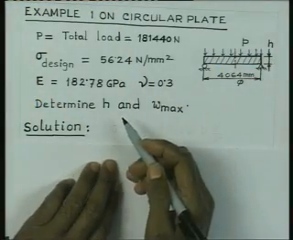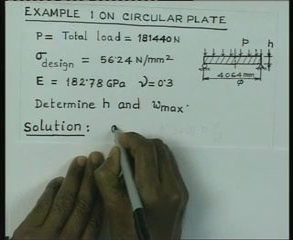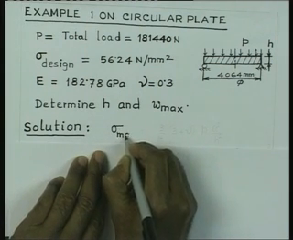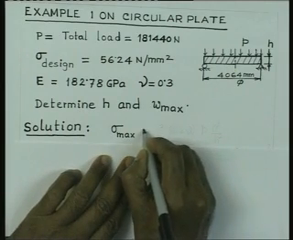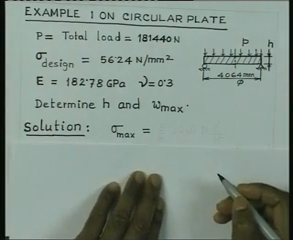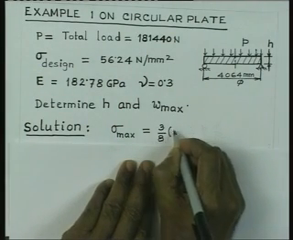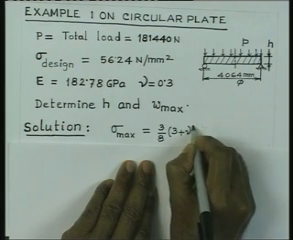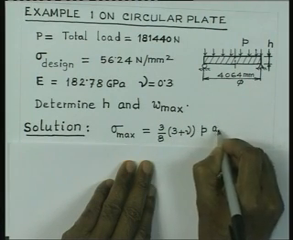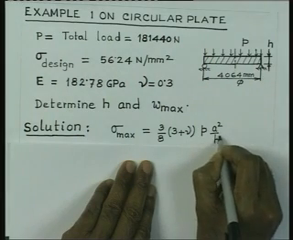So, that is the problem. Let us now go for calculations, and in fact, this is going to be a direct application of the formula that we have derived. Now let us look at the solution. The maximum stress in the case of a circular plate subjected to uniform loading and simply supported at the edges was at the center, and its magnitude was 3 by 8, (3 plus nu) p a square by h square.